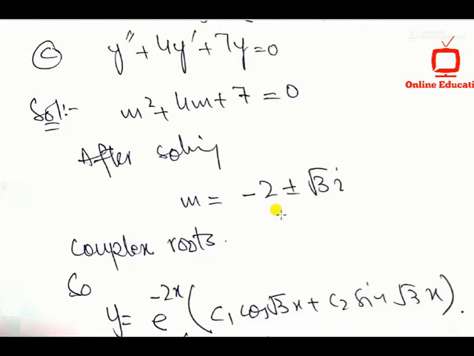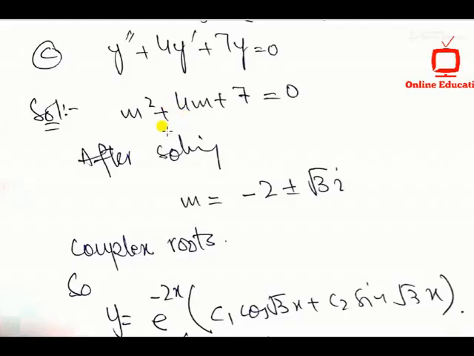The third part is y'' + 4y' + 7y. This is the third question. Okay, what will be the auxiliary equation of this function? m squared + 4m + 7 = 0. This is the auxiliary equation. You can solve it by any method you are comfortable with, or which is easy for you.